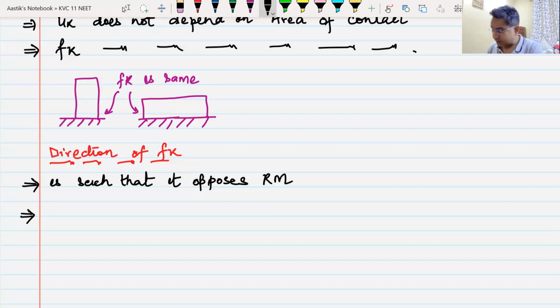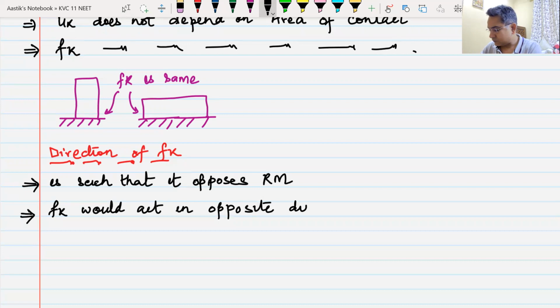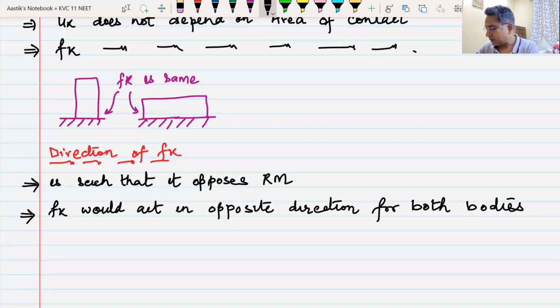On the two bodies, kinetic friction is an action-reaction force. So kinetic friction would act in opposite direction for both bodies. Do we understand this? For both bodies, it will act in opposite direction. What do I mean by this?